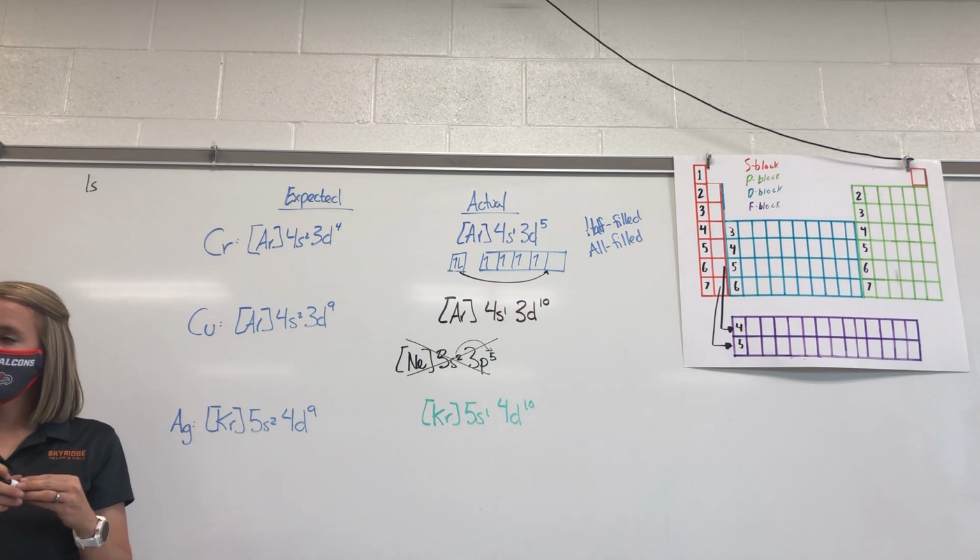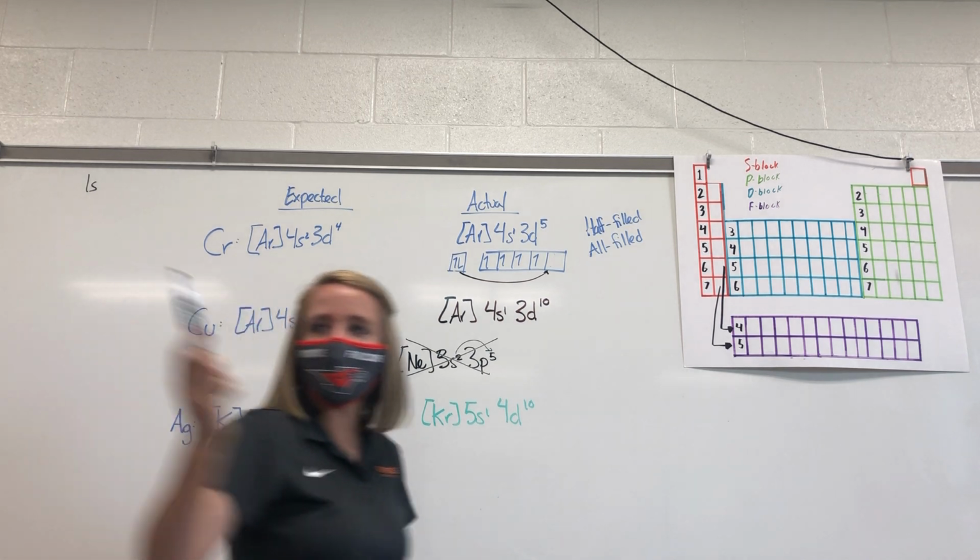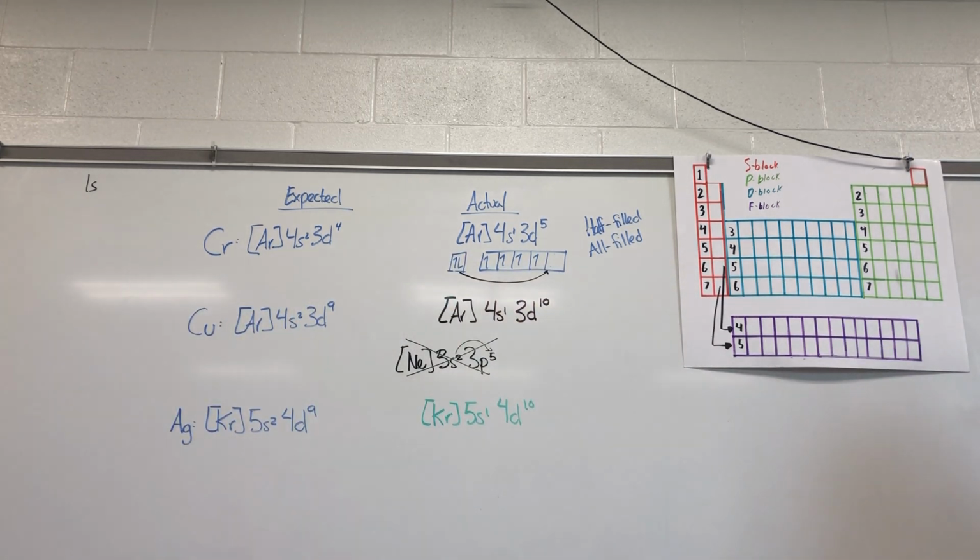Those the only ones, or is there more? Oh, great question. Let's do this. You tell me. Do you think there's another one that does an exception? 42. Why? Because it's in the same spot as chromium. Yeah, perfect. So molybdenum would also do a very similar thing that chromium did. Good. Any others? Could it jump to like the F?